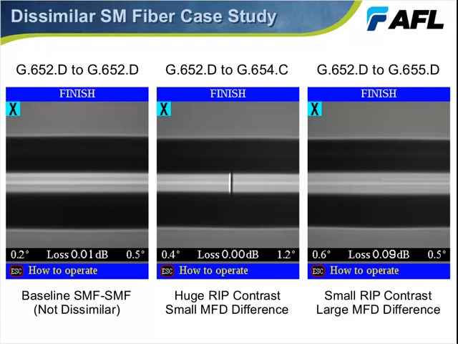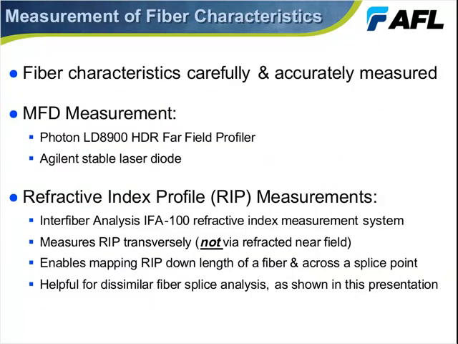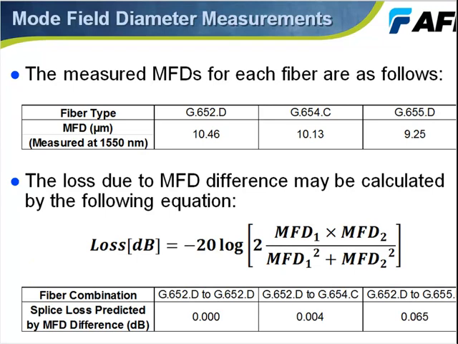So moving on again to the next slide, one of the things we did is we measured the mode field diameter of all the fibers in our study. And we also wanted to look at the refractive index profiles, because that really has to do with why the light is bending the way it is. And we're very grateful to Andrew Yablon at Interfiber Analysis for providing the refractive index measurements. So let's move on to the next slide, and we'll show you the mode field diameter measurements of the fibers that we used in the study.